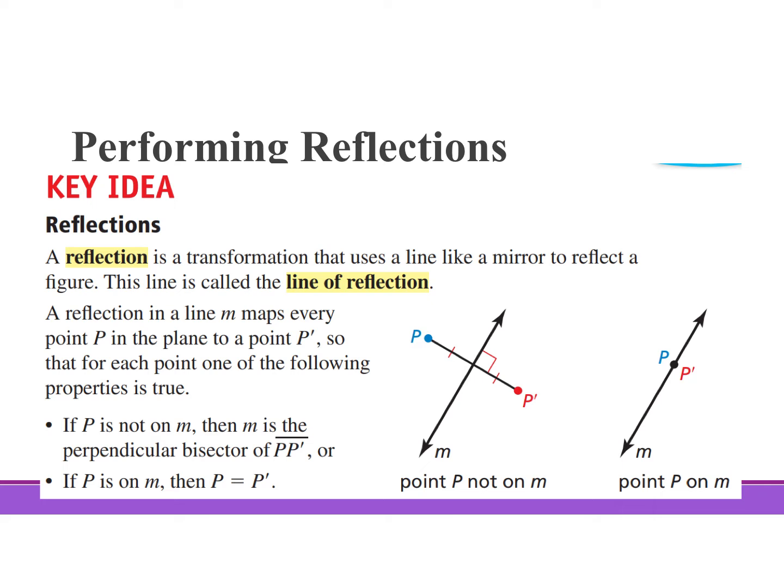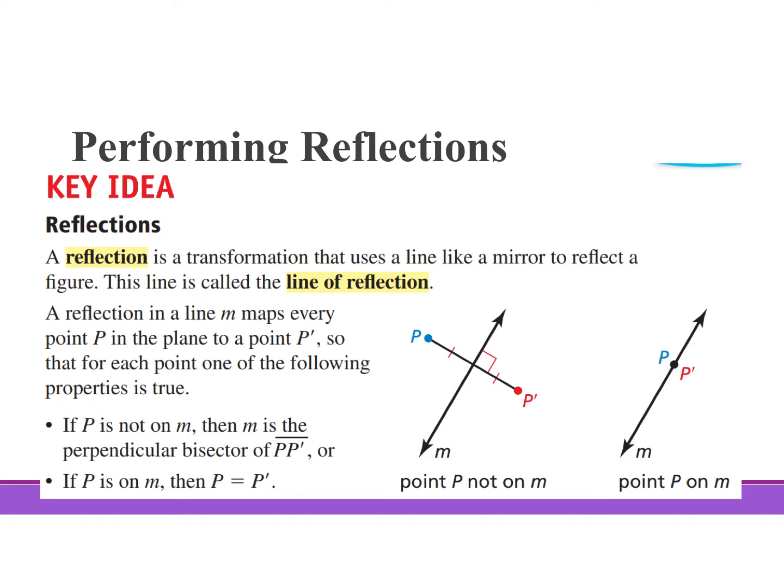When performing reflections, we're going to use something called a line of reflection. So if you look right here at this example, you can see that line M is our line of reflection, and essentially what that means is this is kind of like the mirror. In other words, this is the line that, in this case here, point P is going to be reflected over.